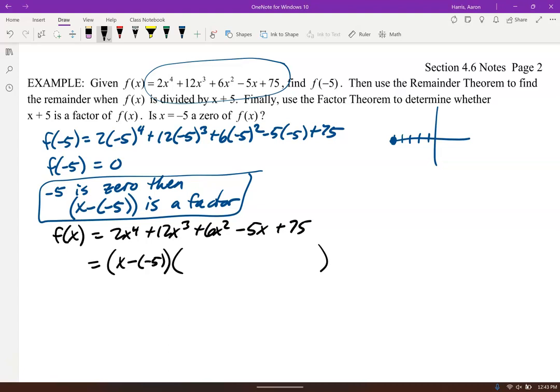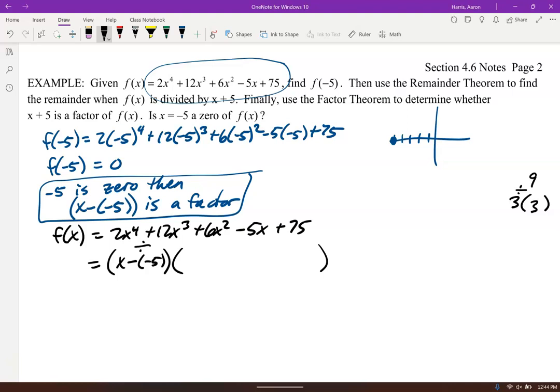Again, it's kind of like if you had 9 and you know 3 is a factor of 9, then you could go 9 divided by 3 and you could find the other factor. Oh, it's 3, right? That's what we're doing here. We're going to take 2x to the fourth, blah, blah, blah, and we're going to divide it by x minus -5.